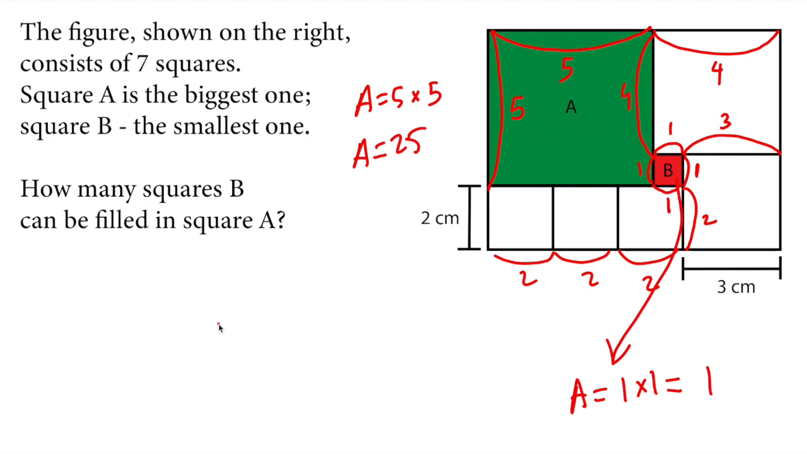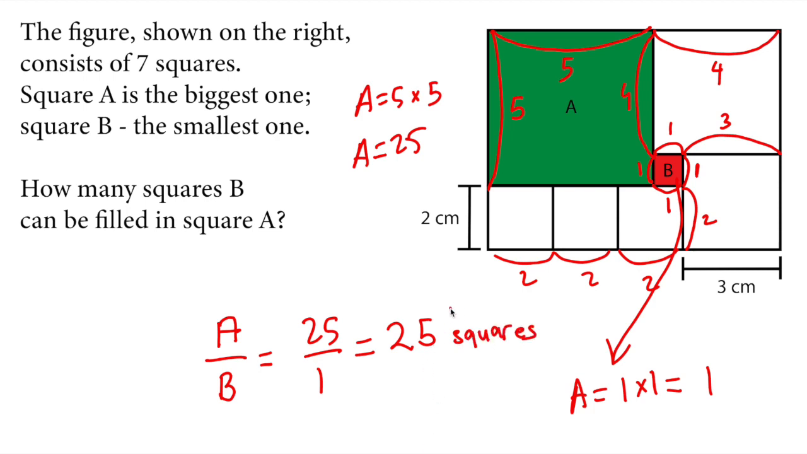Basically we divide the area of square A by the area of square B, that is 25 over 1. It is 25 squares. 25 squares B. So this is our answer.